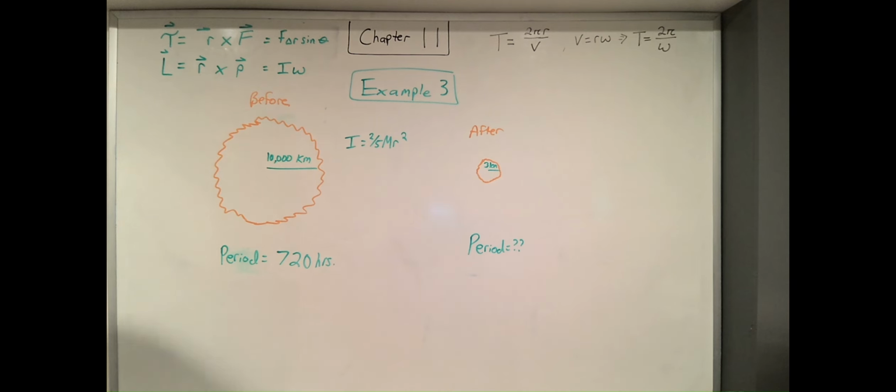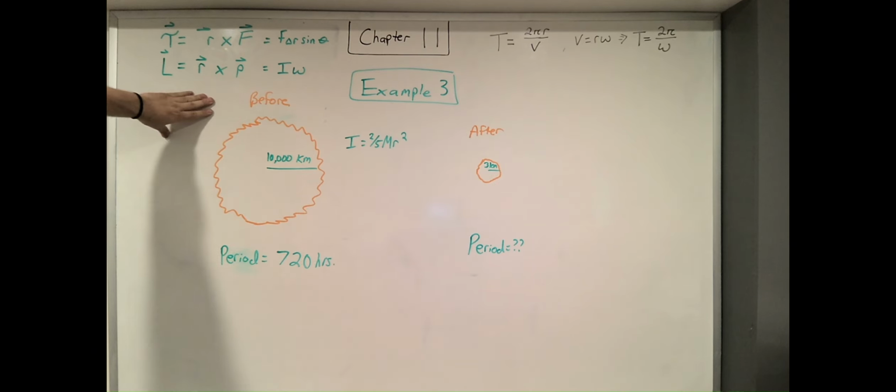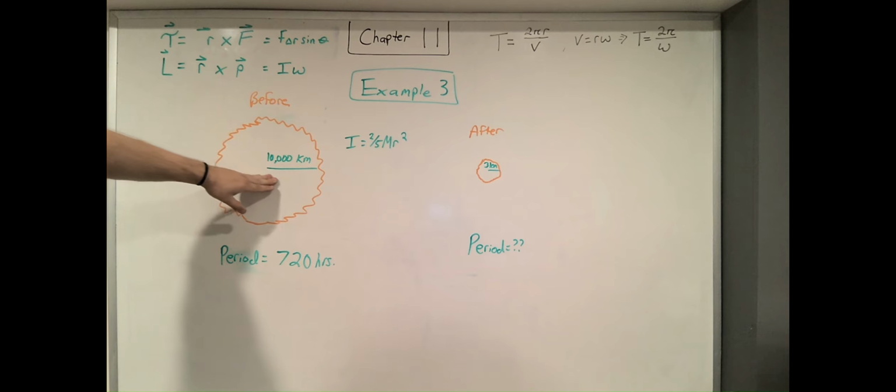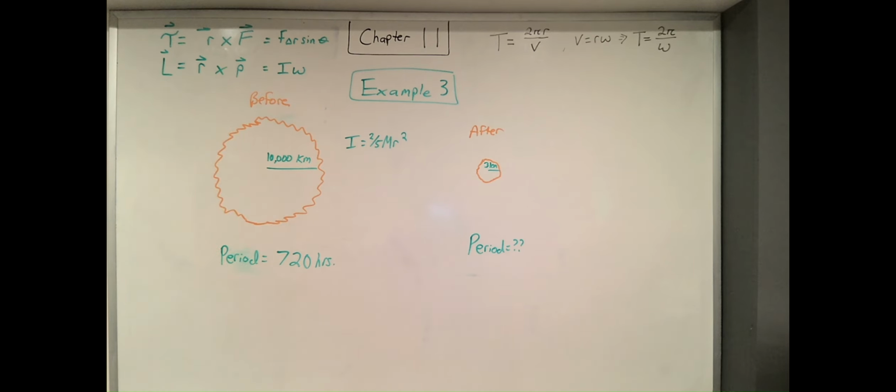Example 3 here. In this one, we have a star that's about to collapse. So here we have a before image of the star. The star has a radius of 10,000 kilometers, and it rotates with a period of 720 hours. Remember back to period, that is the amount of time it takes for one full rotation. So Earth's period is 24 hours to go around for a day. This one's actually 30 days for one full rotation. So it's a very slow spinning star.